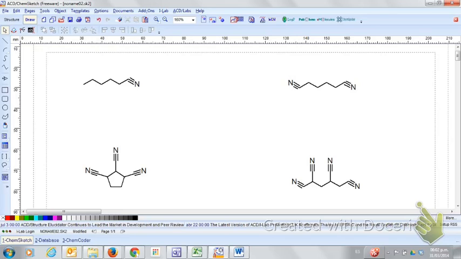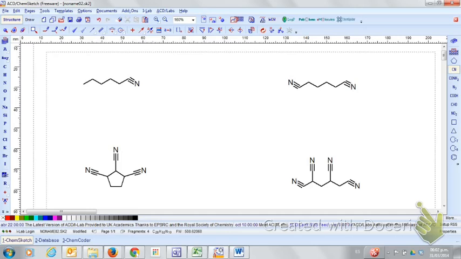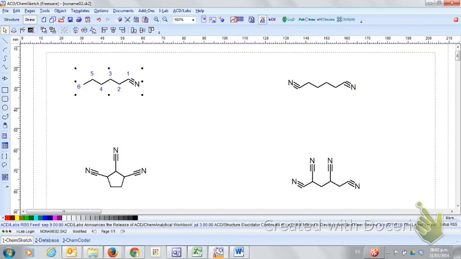In the first molecule we have here, it is at the end of a linear chain. Let's number the carbons. We have 1, 2, 3, 4, 5, 6. So it will be hexanenitrile. Here is the name. We don't need to specify the position because it will always be at the end. The second example will be a dinitrile. Hexanedinitrile, again 6 carbons, only single bonds, and the two groups at the end.